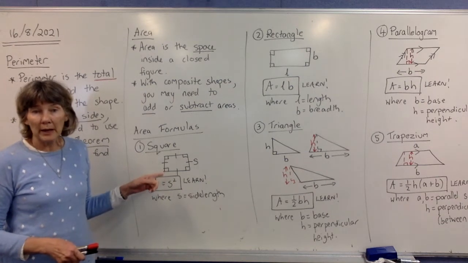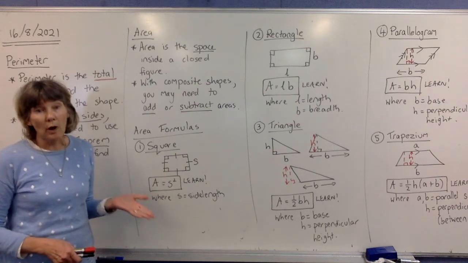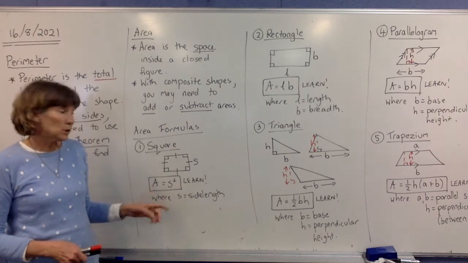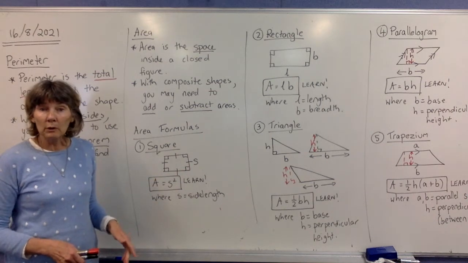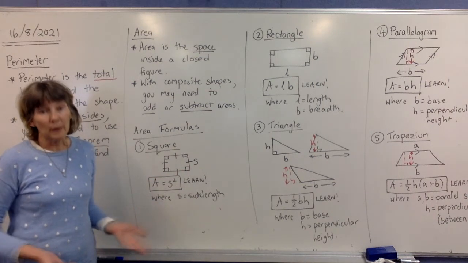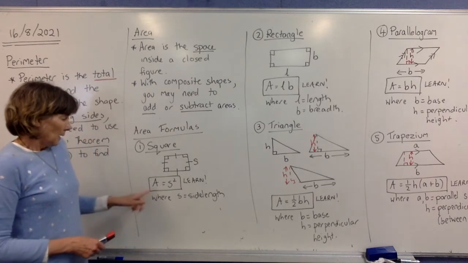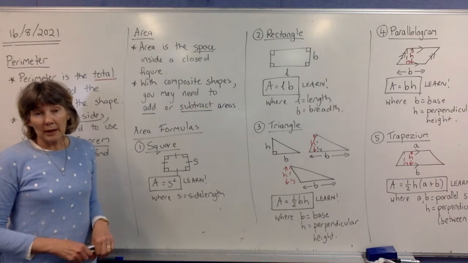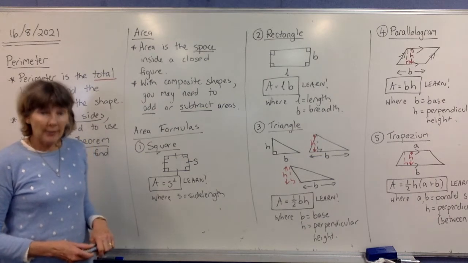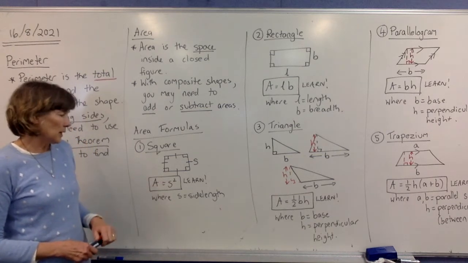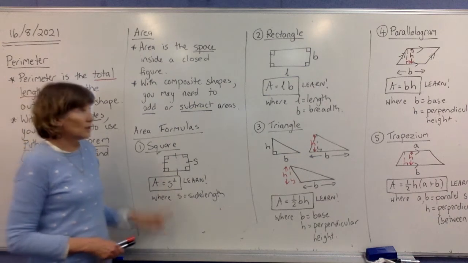You know a square has 4 equal sides, but it also has at least one right angle. So if you've got 4 equal sides and they mark one right angle, that's enough to tell you that the rest of the angles are also going to be right angles. The area formula for a square is area equals side squared. So area equals s squared, and s is the side length of the square.